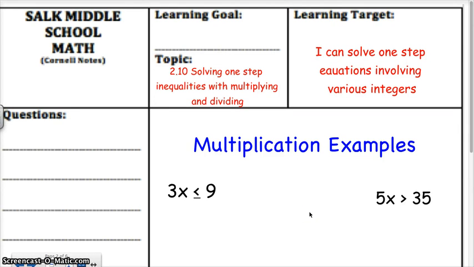Coming to the last part of the last lesson of chapter 2, 2.2. We are solving inequalities with multiplying and dividing. Your learning target today: you can solve one-step equations involving various integers. Notice that integers means positive and negative numbers, okay? So you have positive and negative numbers.